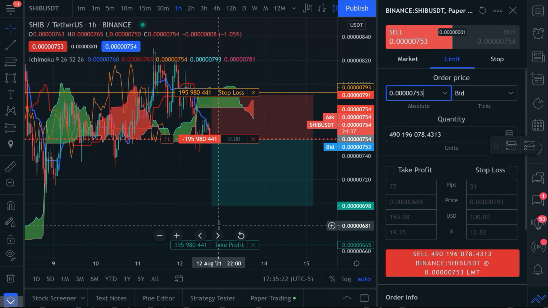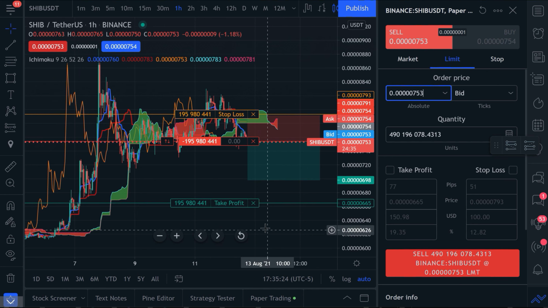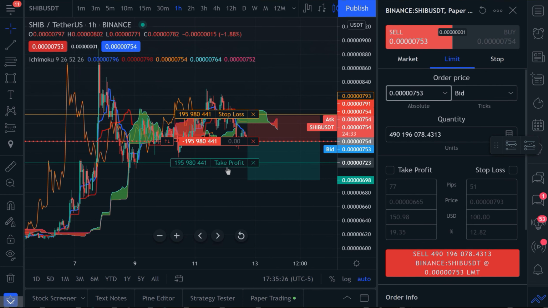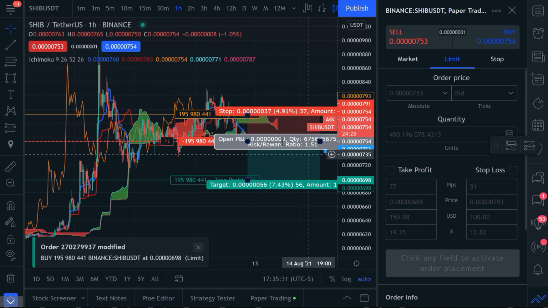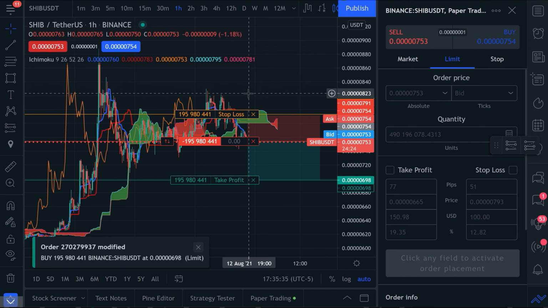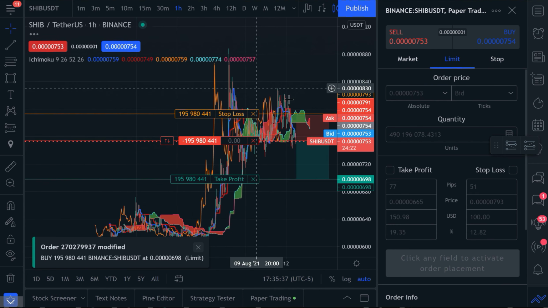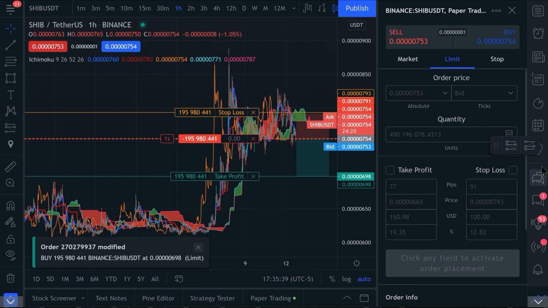This is something to take in mind and consider when you are paper trading and you don't understand why the order filled up while you were just setting up the order down on a short. On a long, the limit is correct. So Shiba is filled.